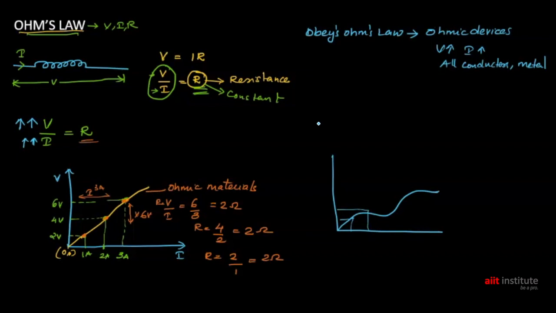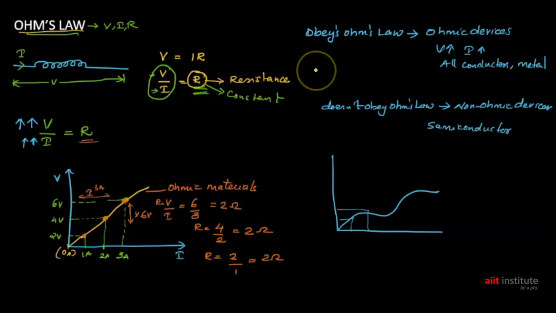So the devices that don't obey Ohm's law are known as non-ohmic devices. For example, semiconductors. Any device made of semiconductor is a non-ohmic device. For example, LED bulbs are non-ohmic devices.